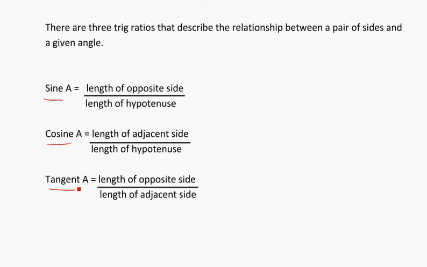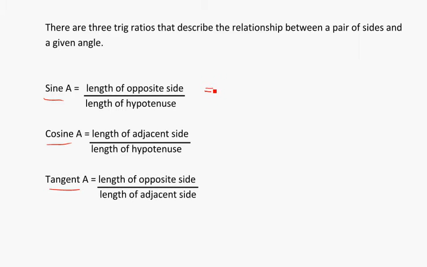And we have to learn the relationships. So the sine of the angle is the length of the opposite side divided by the length of the hypotenuse. The cosine of the angle is the length of the adjacent side divided by the length of the hypotenuse. And the tangent of the angle is the length of the opposite side divided by the length of the adjacent side. Now all that is very wordy, so we're going to shorten it.